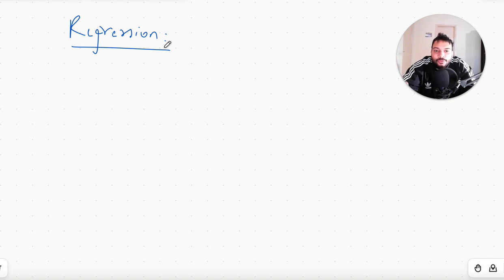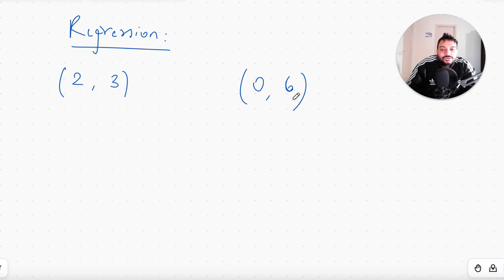Okay, so for us, what is its relevance? Its relevance comes when we get questions where we're given coordinates. We're given some information. Let's say we get two coordinates, 2,3 and 0,6. We're getting these 2 points, and the question asks us what is the equation of the line, or what will be the y coordinate when the x coordinate is 7, that kind of thing.